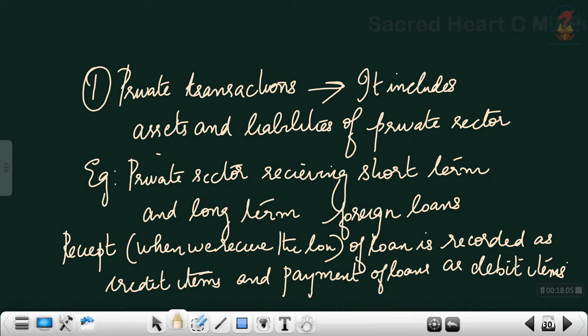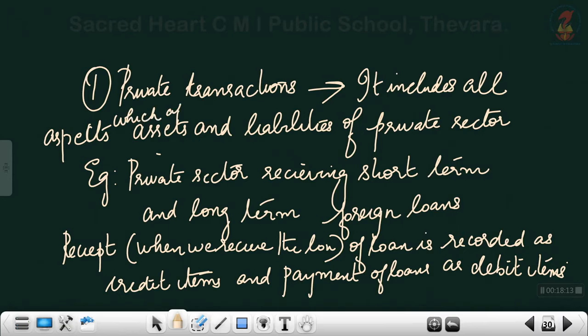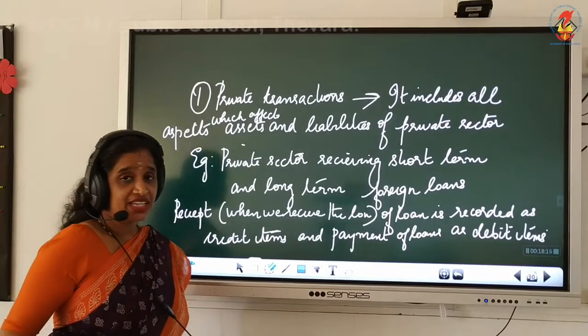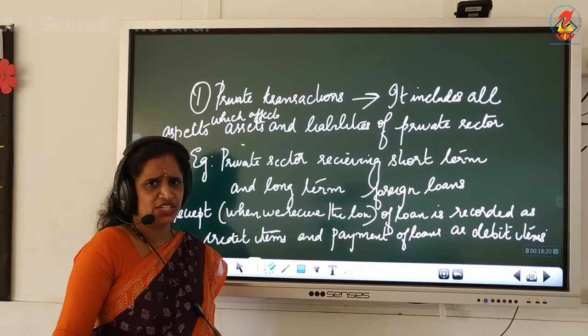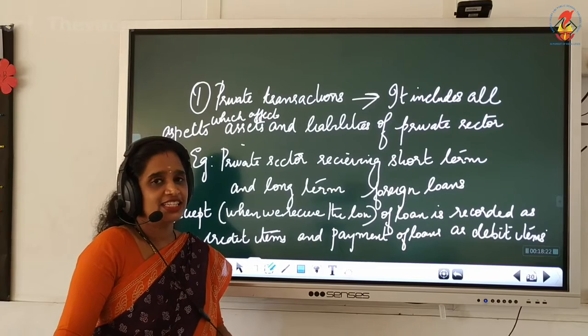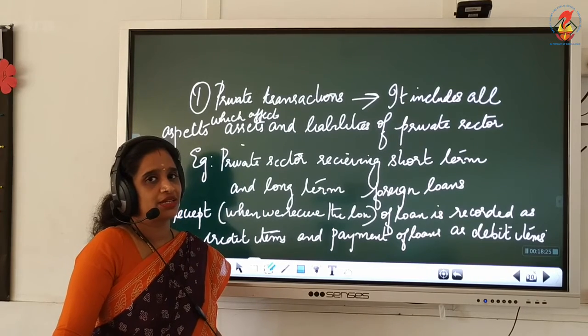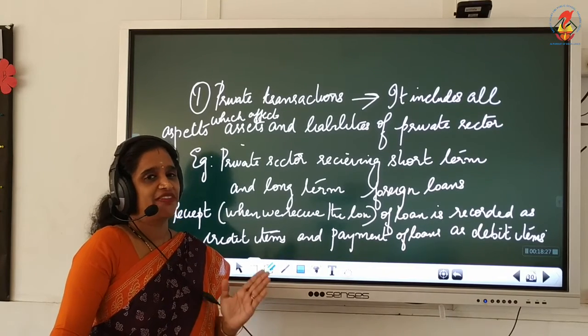It includes all aspects which affect the assets and liabilities of private sector. Whatever transactions which affect the assets and the liabilities of private sector, that comes under the private transaction.